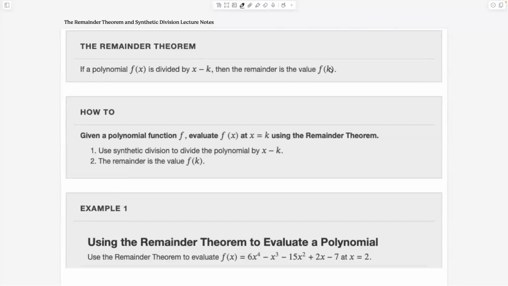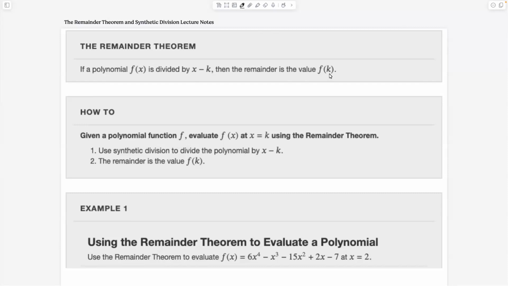This is really handy for finding roots. Remember, a root is a place that makes the function 0. A value k, for example, that would make the function 0. So suppose I think 2 might be a root. I could just divide my function by x minus 2, see what remainder I get, and I would get the same value as if I plugged 2 into the function.